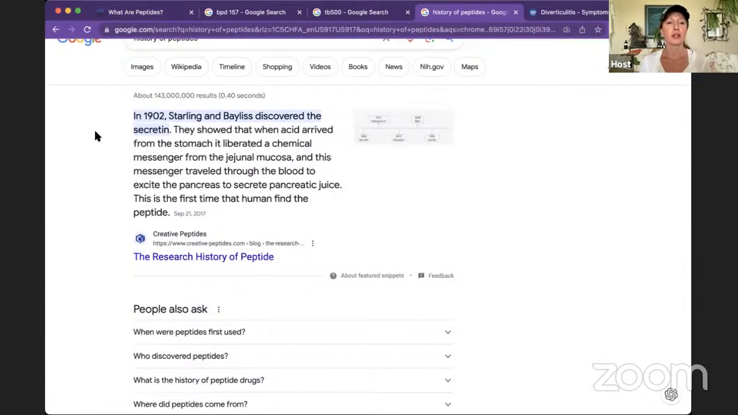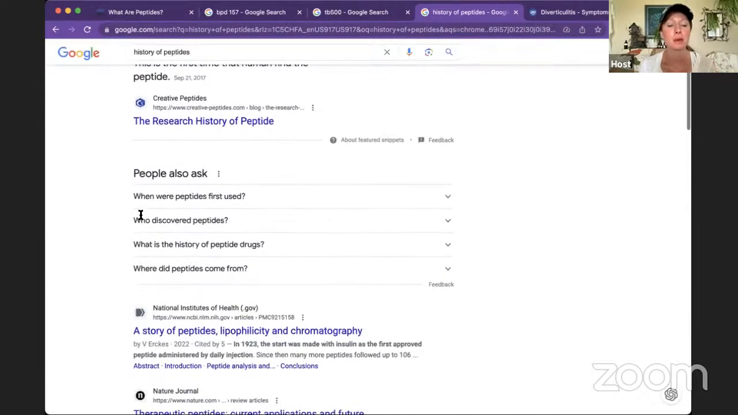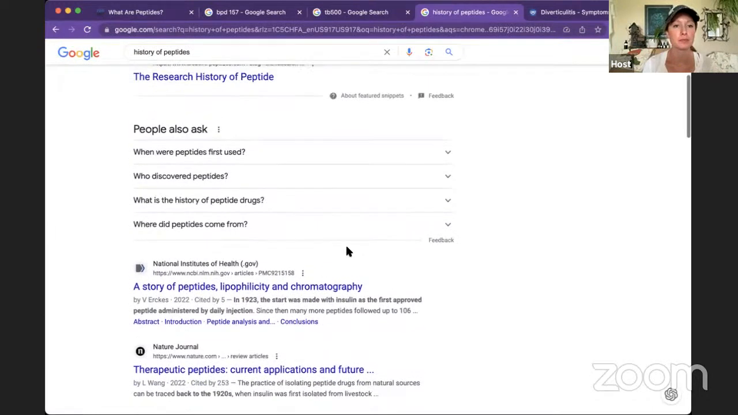So let's start here. In 1902, Starling and Bayliss discovered secretin. They showed that when acid arrived from the stomach, it liberated a chemical messenger from the jejunal mucosa. And this messenger traveled through the blood to excite the pancreas to secrete pancreatic juice. This is the first time that, that's not even correct. This is the first time that humans found the peptide. Maybe we should look to another definition.